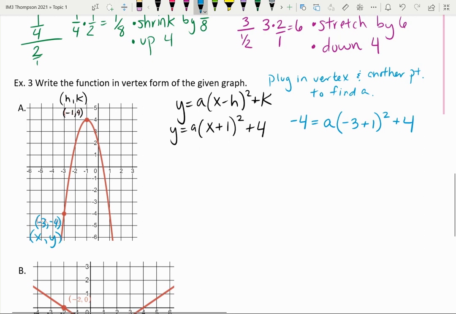So I start simplifying using my order of operations. I start inside the parentheses first. -3 plus 1 gives me -2. As I'm simplifying, I'm still using order of operations on the right-hand side. -2 squared is 4. And since I'm done simplifying on the right-hand side, there's nothing else I can do. I'm going to start solving.